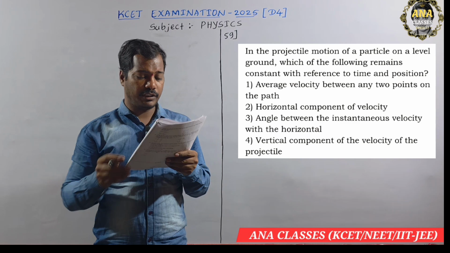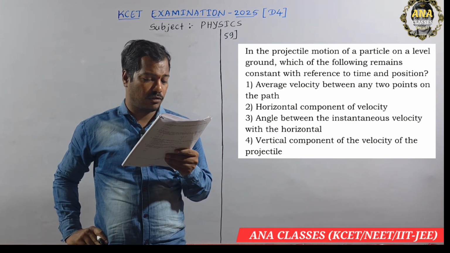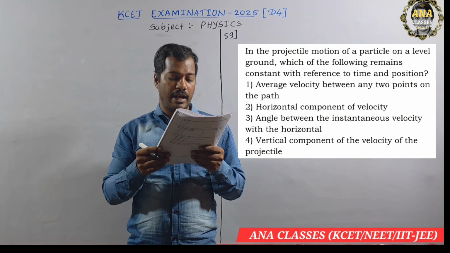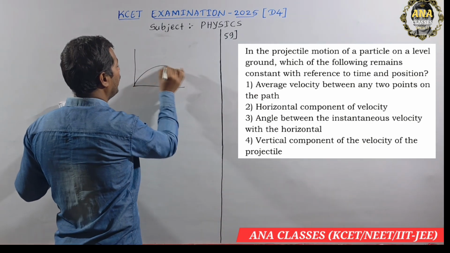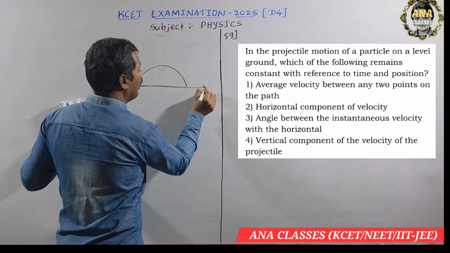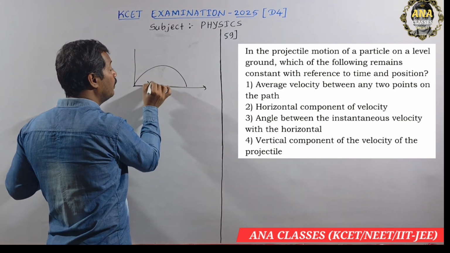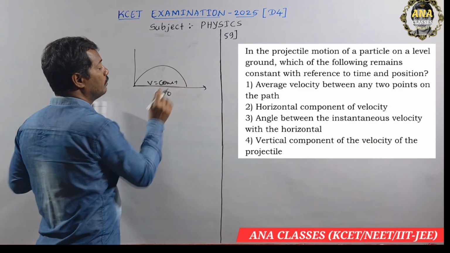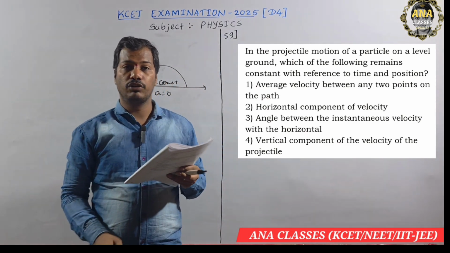Question number 59. In a projectile motion, the particle on a ground level, which of the following remains constant with reference to the time and position? Very simple. In projectile motion, along the horizontal axis the acceleration is 0. Why is acceleration 0? The velocity is constant. So the answer is that the horizontal component of velocity is constant here.